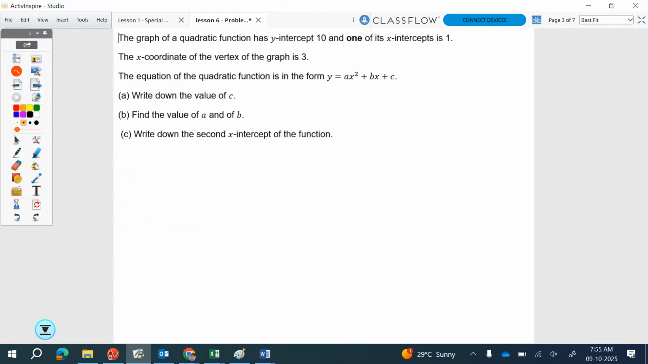Okay, so we have a problem-solving question on this one. The graph of a quadratic function has the y-intercept 10, and 1 as its x-intercept. The x-coordinate of the vertex of the graph is 3, and it is a polynomial function of the form y equals ax squared plus bx plus c. Have a go now at solving this problem. Sketch the information that you have into a graph first to build up a picture and an idea of what you know and what you don't know. And then look to solving the problem like we did last class.